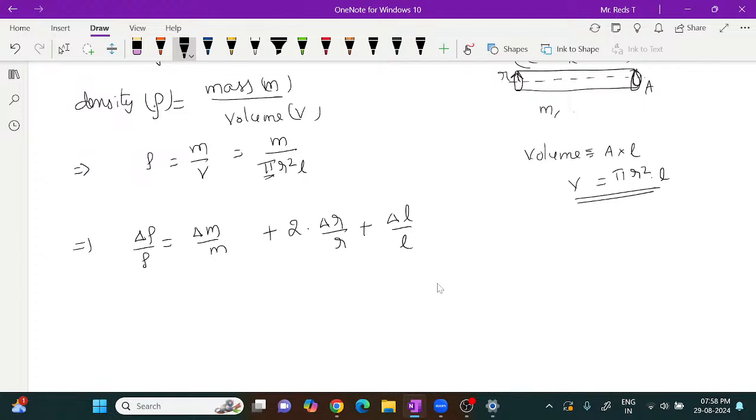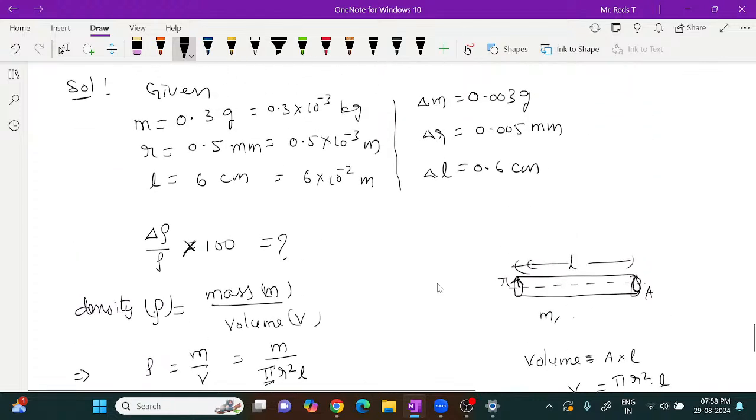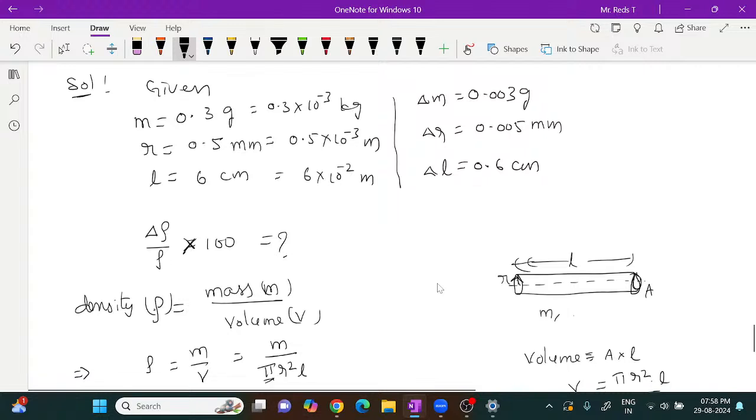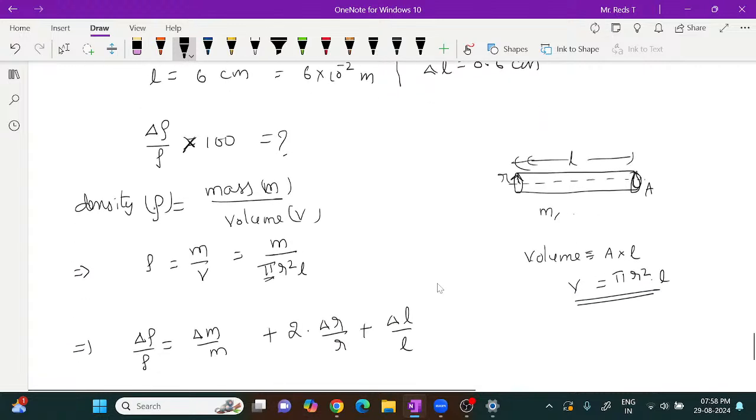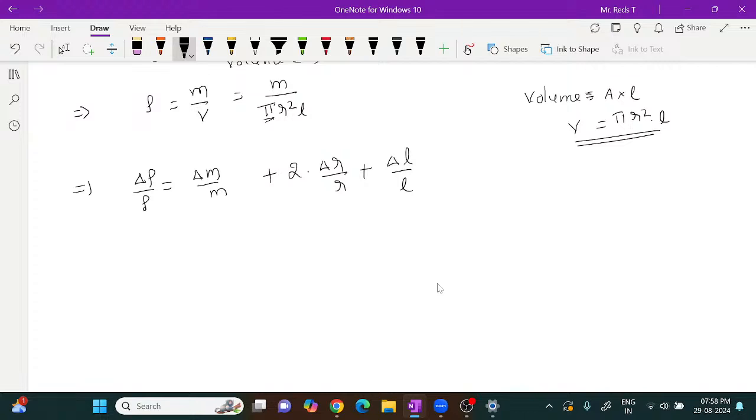Right. Now, in the given data, M, R, L are given, and delta M, delta R, delta L are also given. If you see those values, you have to substitute here with the same units, so that the units get cancelled. So then you can write this. If this is a relative error and you want percentage error, you have to multiply this with 100. So into 100 gives percentage error in rho.